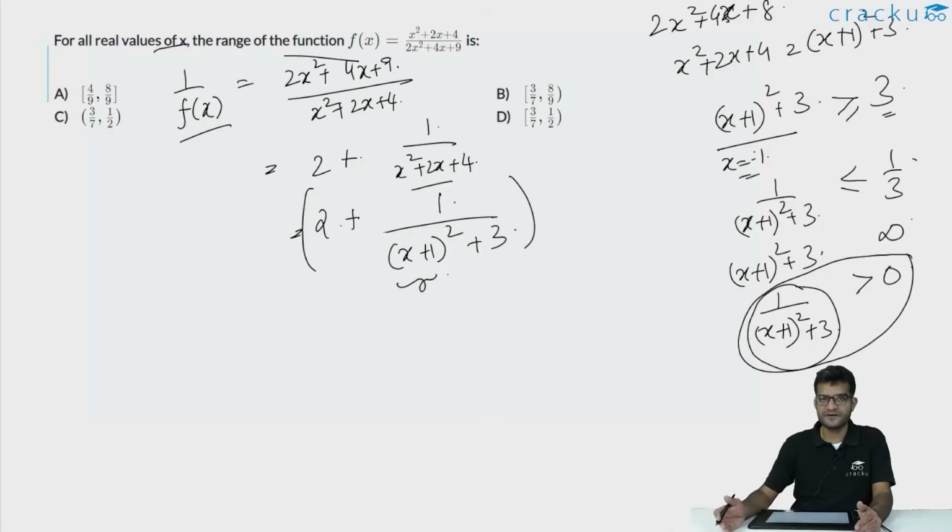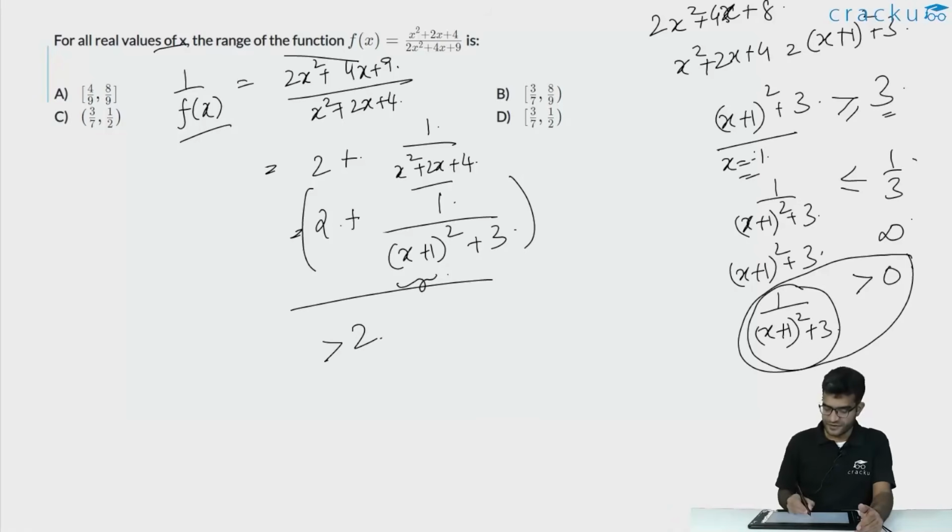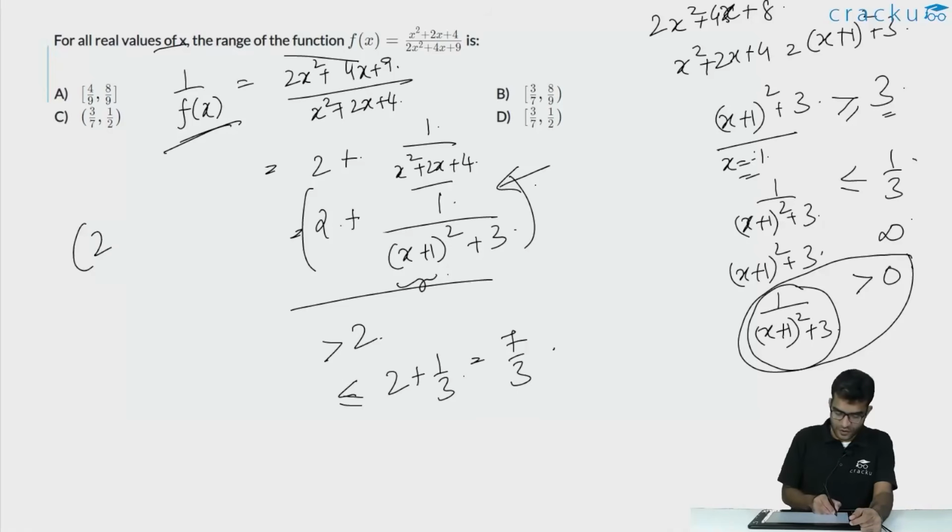It will be some number which is just greater than 0. So now if you are looking at 1 by f of x, the range of 2 plus 1 by (x plus 1) whole square plus 3 is always greater than 2, because the second term of this expression is always greater than 0, and this is always less than or equal to 2 plus 1 by 3. What is 2 plus 1 by 3? That is equal to 7 by 3. So the range of 1 by f of x is between 2 to 7 by 3.